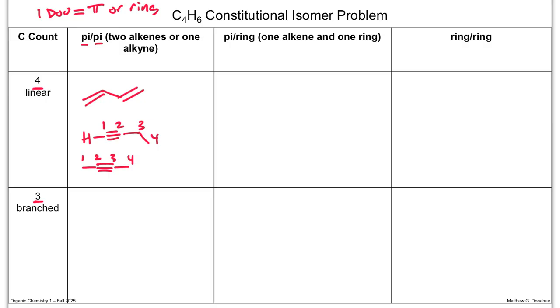What about the second scenario? We want a pi bond in a ring. So maybe what I'll do is draw the ring first. So 4 carbons. Now I want to put a pi bond in there. So that's called cyclobutene, and it does exist.